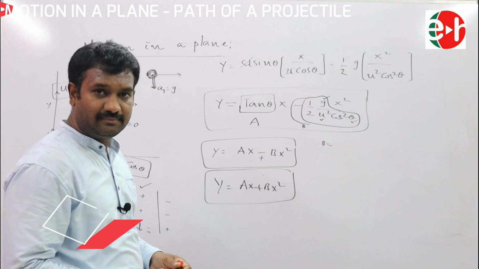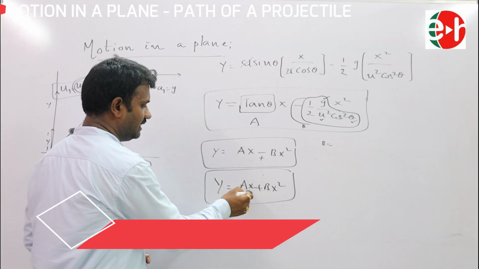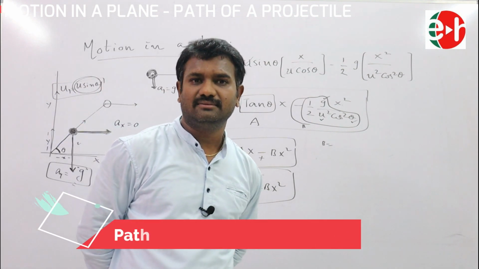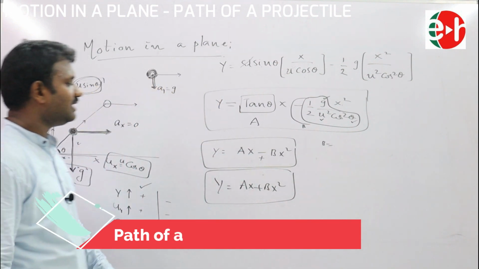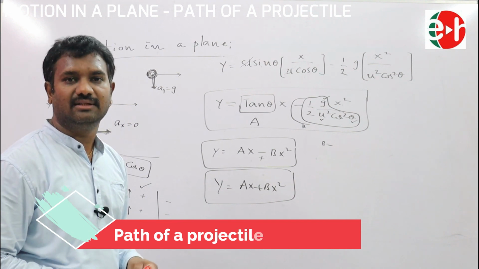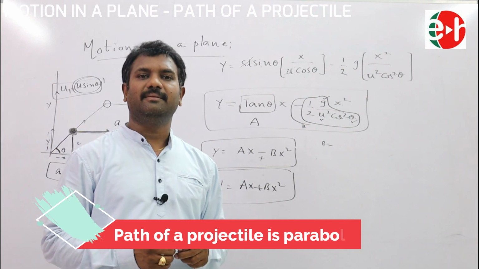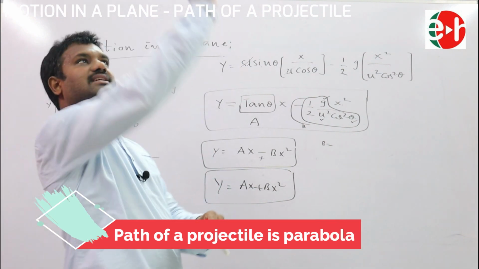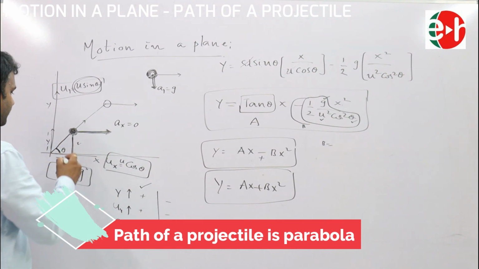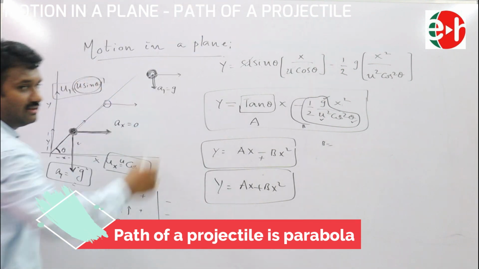What does this infer? This infers that this equation represents a parabola. What did I say? Parabola. It says that the path of an object, the path of a projectile, is a parabola. When an object is thrown, have you observed the motion of a ball? If you throw the ball, how does it move? It will never move straight and go beyond.